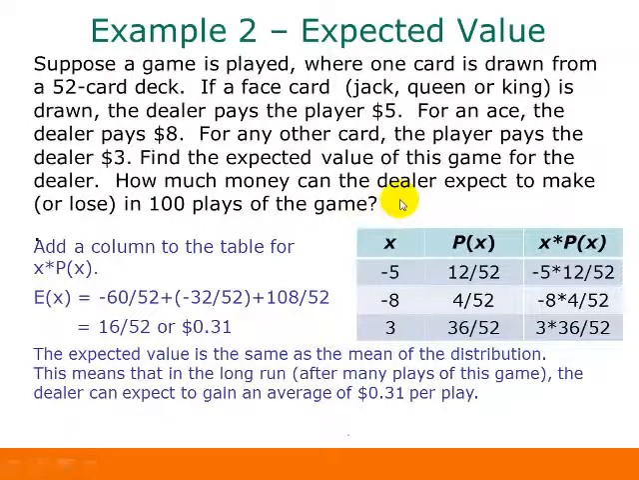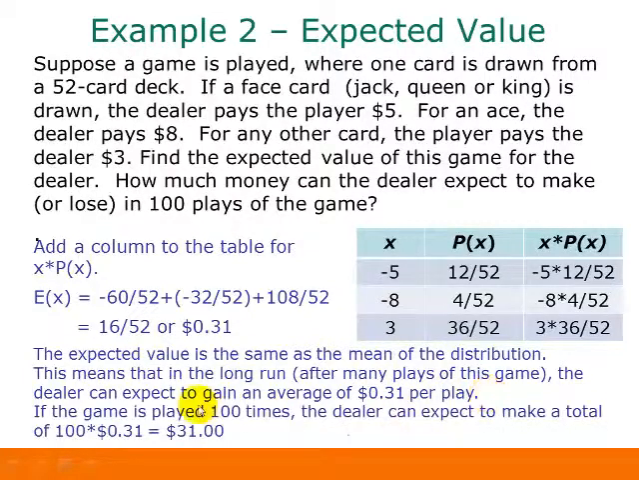So how much money can the dealer expect to make or lose in 100 plays of the game? That would be 100 times the average per play. So if the game's played 100 times, the dealer can expect to make a total of 100 times 31 cents, or $31. Now again, this is an estimate. This is the expected value, but remember that these are all probabilities, so this is all based on chance.